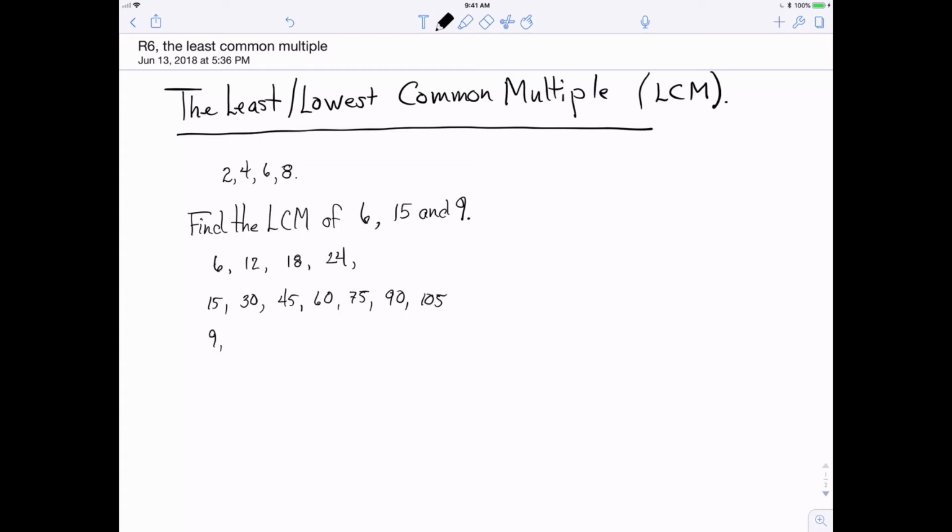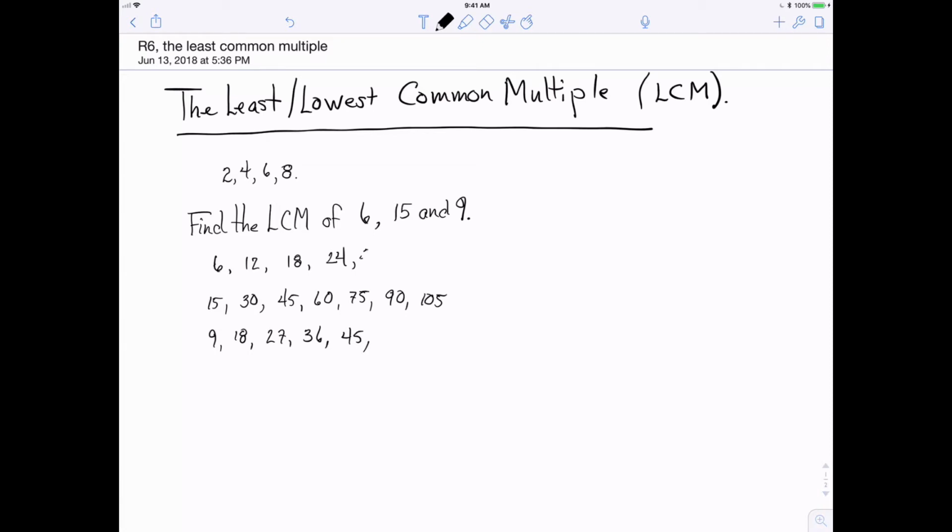We'd count 9, 18, and now notice the 6 also shared an 18, but the 15 doesn't have any 18, so we have to keep going. 9, 27, 36. Now notice the 15 doesn't have any of these. Then 45, well the 15 has a 45. Let's see, maybe the 6 has a 45. Let's go back to the 6 for a moment.